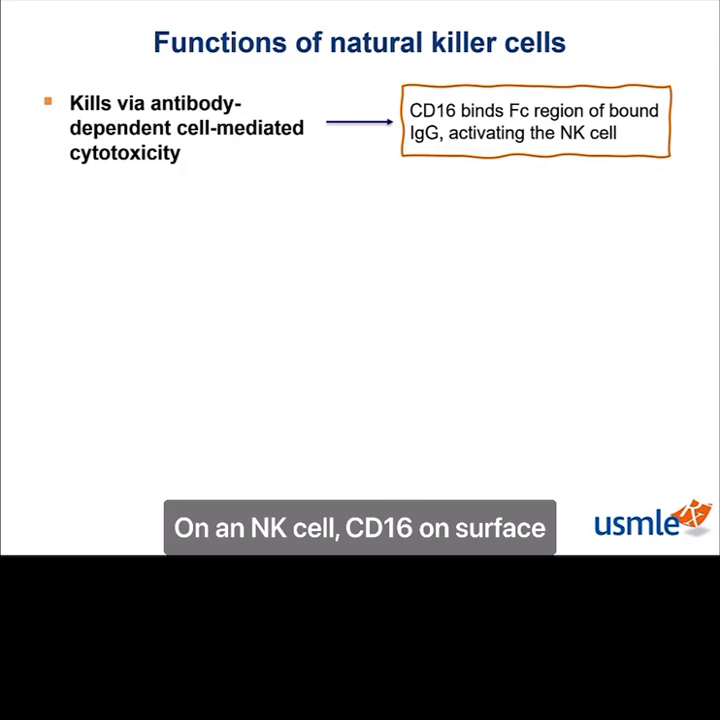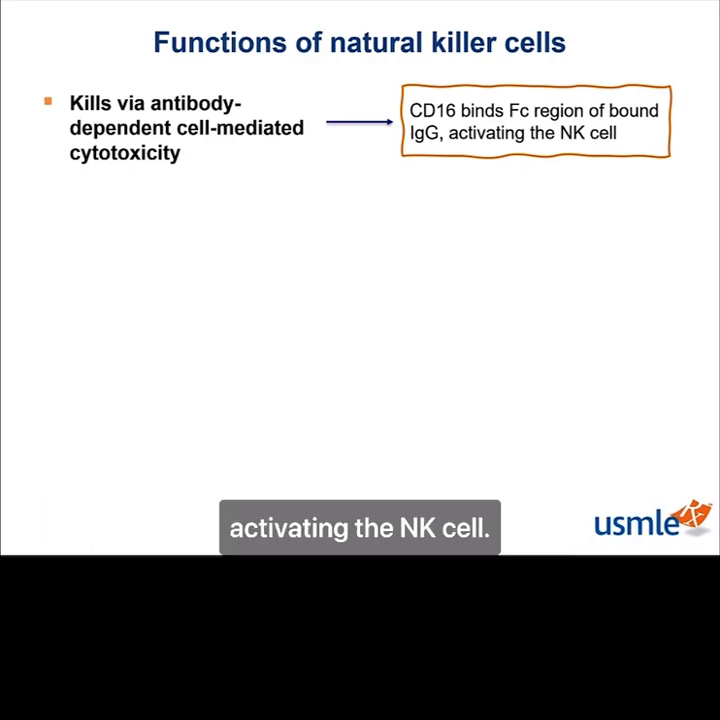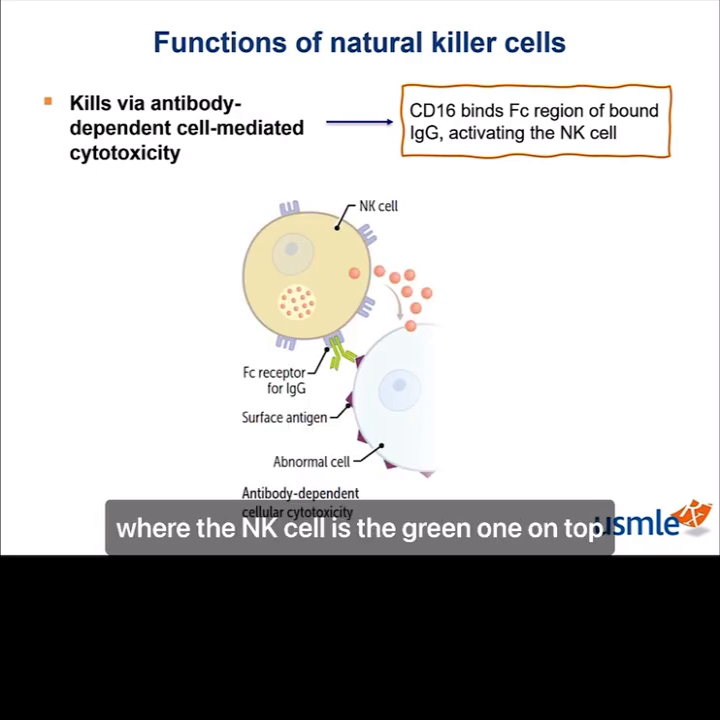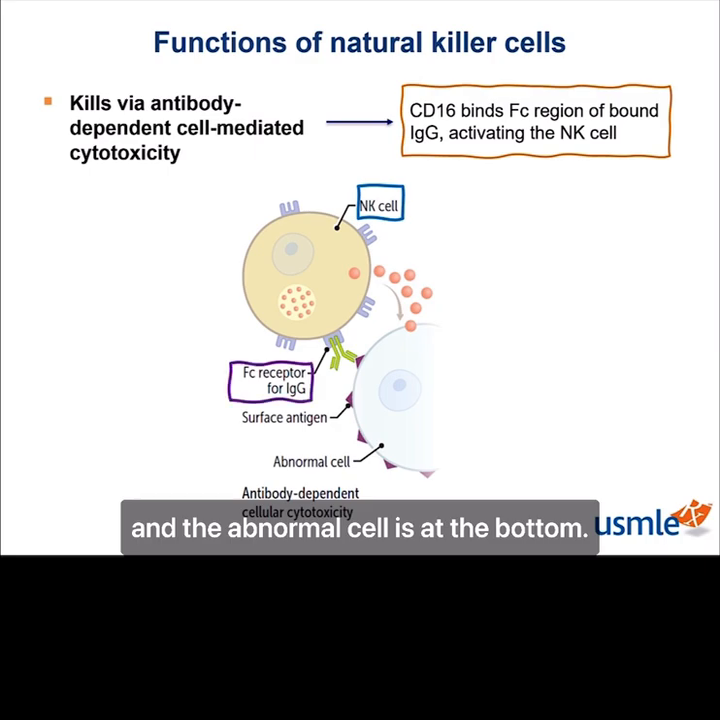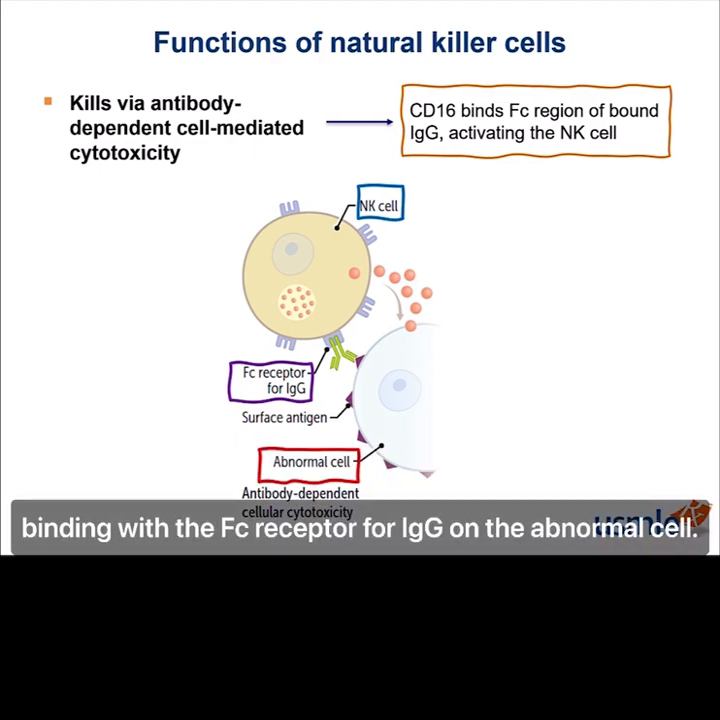On an NK cell, CD16 on its surface will bind to the Fc region of IgG on the abnormal cell, activating the NK cell. Now, this is depicted well in this image, where the NK cell is the green one on top, and the abnormal cell is at the bottom. Now, in the middle, we can see the blue CD16 on the NK cell binding with the Fc receptor for IgG on the abnormal cell.